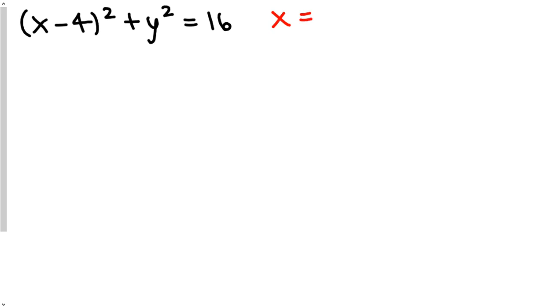Let's convert another rectangular equation. So I have the rectangular equation (x − 4)² + y² = 16, and I want to convert this to a polar equation. So what we're going to do is start by using the formulas we know: x = r cos θ, and y = r sin θ.